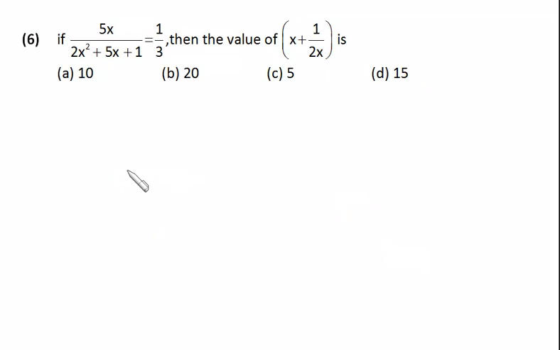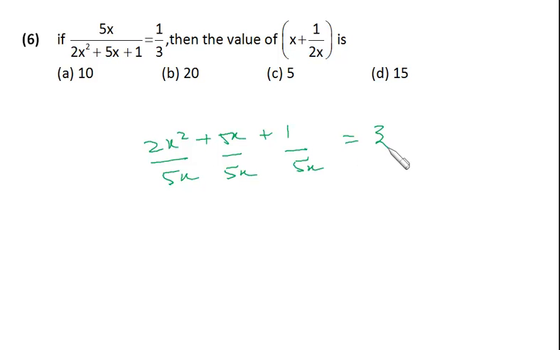Now I'm sure you must be getting the problems, and you are able to solve the problems very easily. This and this we have to find out. First of all, the simple thing, just take the reciprocal: 2x square plus 5x plus 1 by 5x is equal to 3.